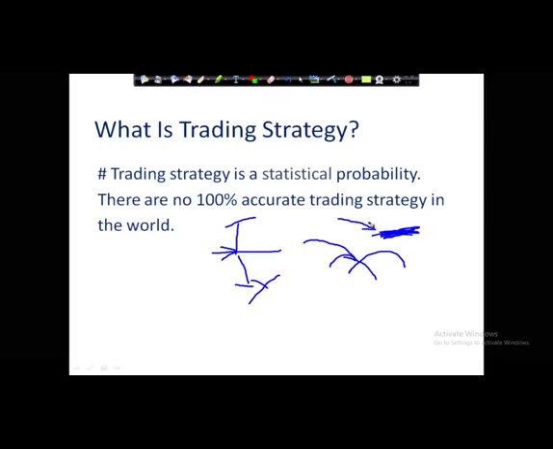When we are placing a sell order here, we never know whether it goes toward the target or hits our SL. Nobody knows. That is why we're placing our SL. Is it clear? That is why we are placing our SL. We never know either it will hit our target or it will hit our SL.